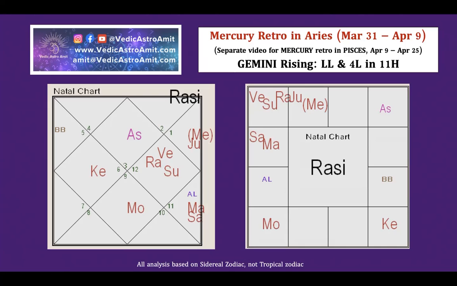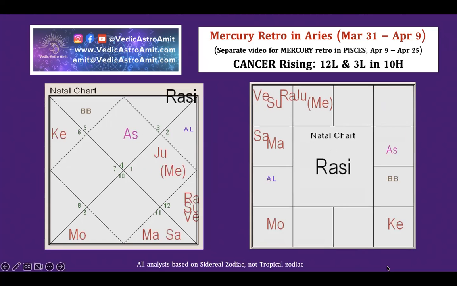You can do Gayatri Mantra, as I said, give donation for books and things like that, a donation of green vegetables or green lentil on Wednesdays, especially. So those are some of the remedies that you can do. Next would be the sign of Cancer. So for Cancer rising, we have Mercury is the 12th lord and it's the third lord.